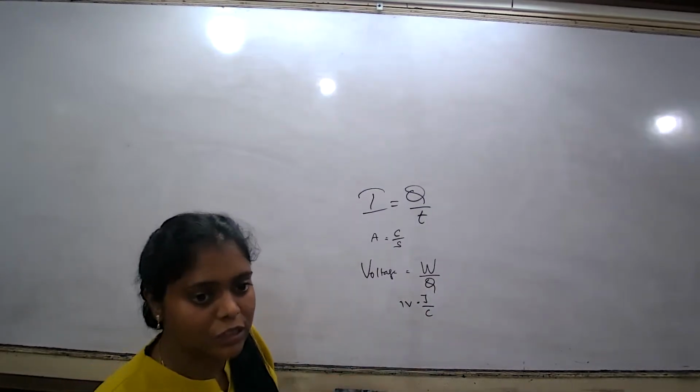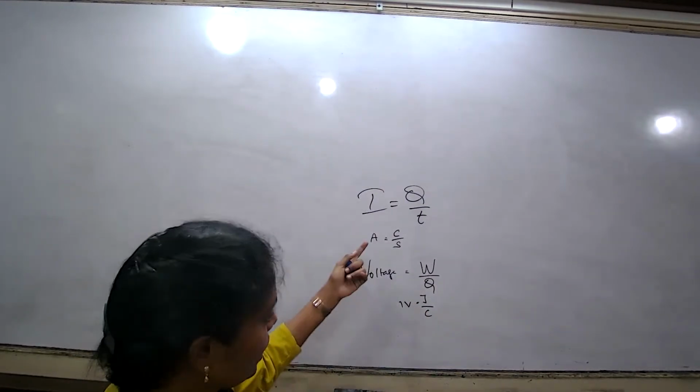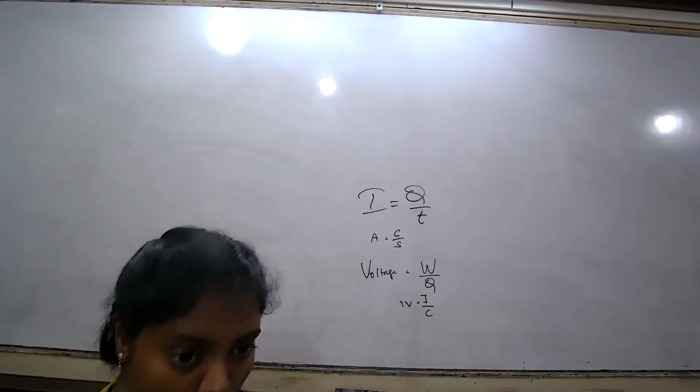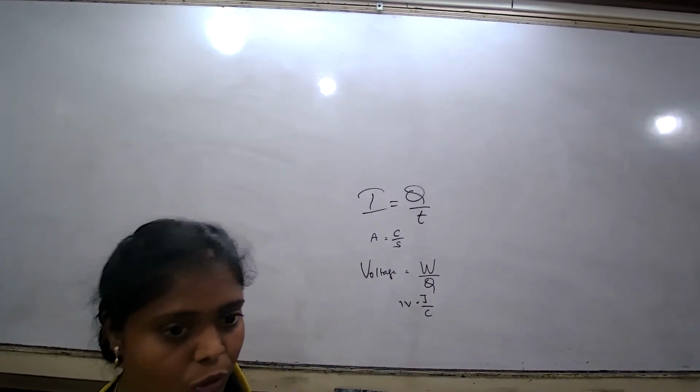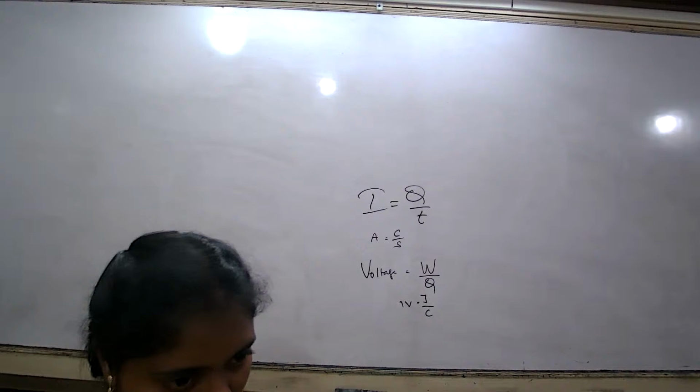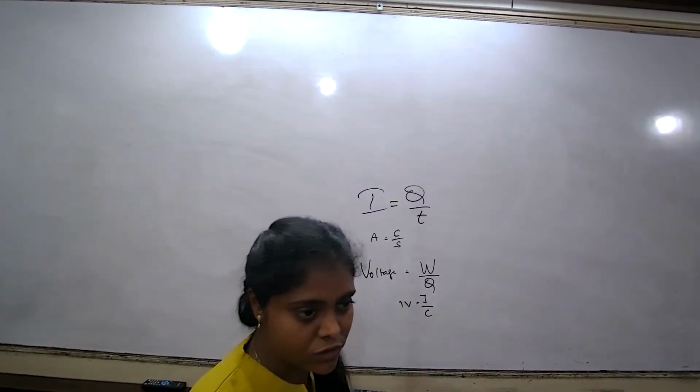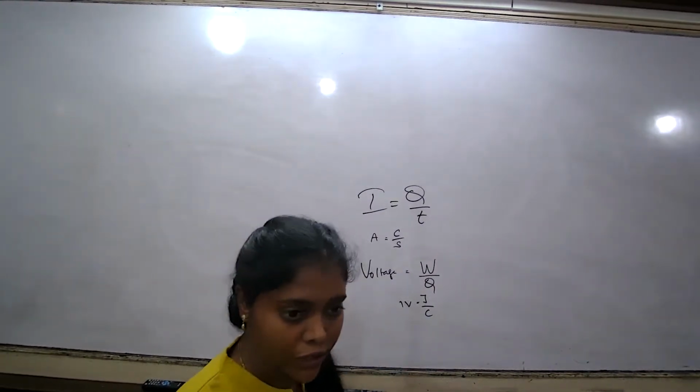Okay, if they ask you to describe 1 volt, describe 1 ampere, describe 1 ohm. 1 ohm is the unit of resistor. Okay, so you may get this kind of questions. So you have to read everything.